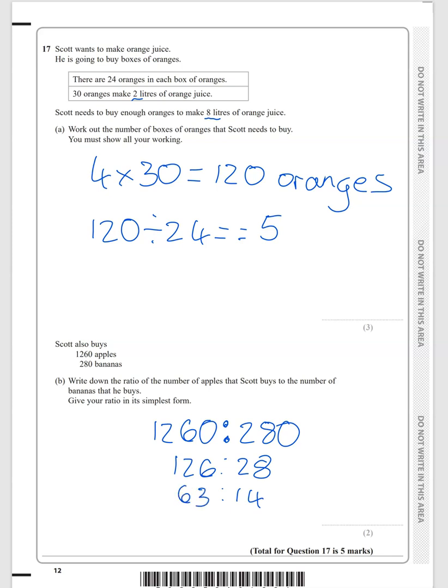63, and 7. 7 goes into both. So it goes into 14 twice. I'm sure there's a quicker way of doing this. And it goes there. So actually 9 to 2. Okay, so we could have actually divided by, yeah, could have divided by 14 there actually. But anyway, we've got through it. We divided by 10, we divided by 2, and divided by 7. So we've got 9 to 2 simplified.